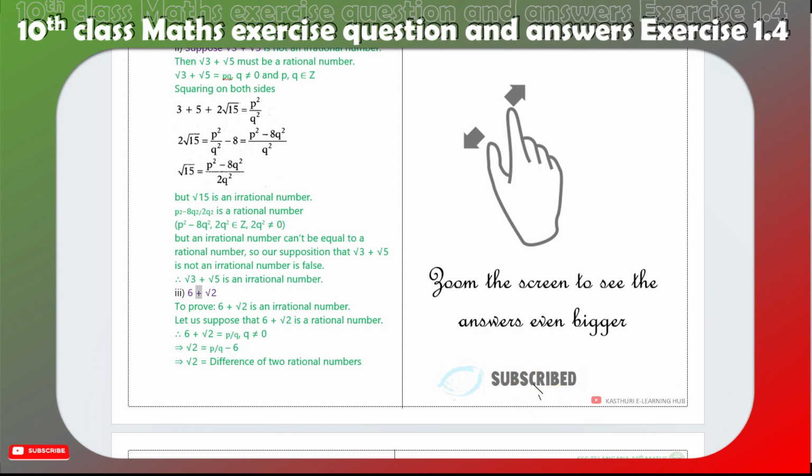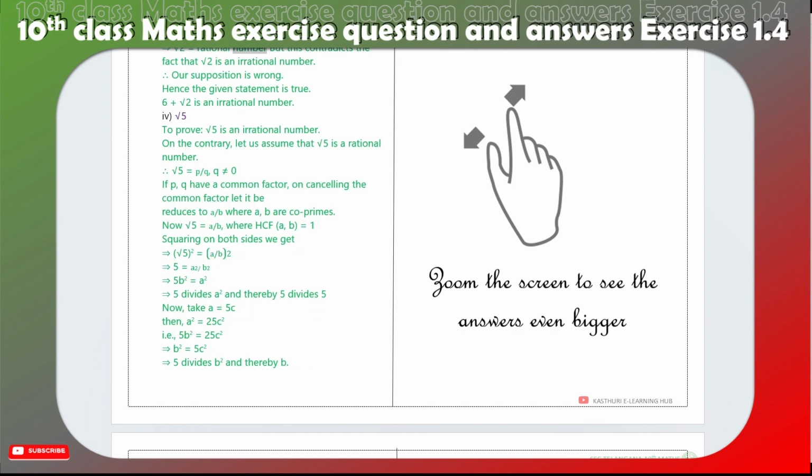3. √6 + √2. To prove √6 + √2 is an irrational number, let us suppose that √6 + √2 is a rational number. √6 + √2 is equal to p/q, q is not equal to 0. √2 is equal to p/q − √6, the difference of two rational numbers. So √2 is equal to a rational number, but this contradicts the fact that √2 is an irrational number. Our supposition is wrong. Hence the given statement is true. √6 + √2 is an irrational number.